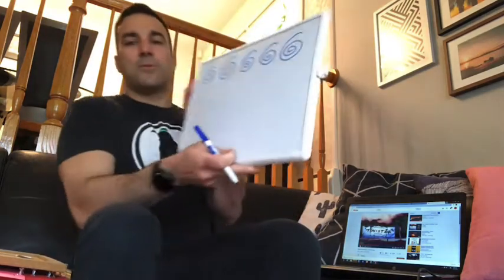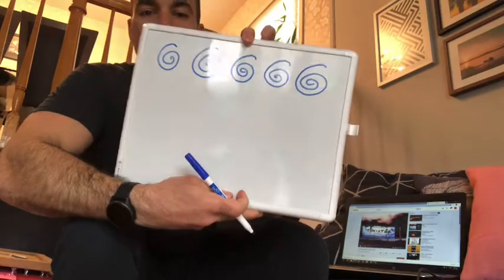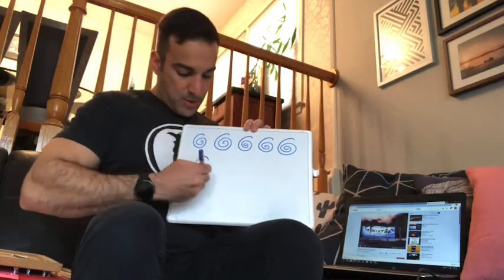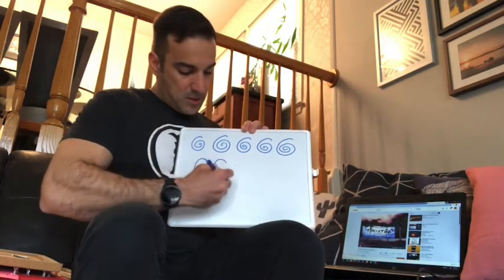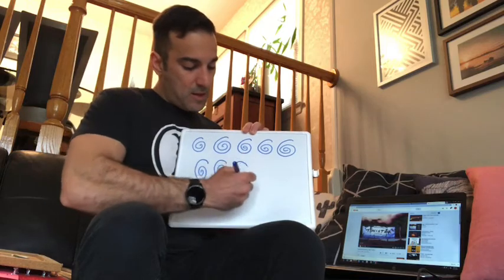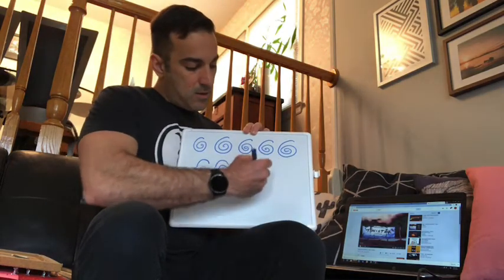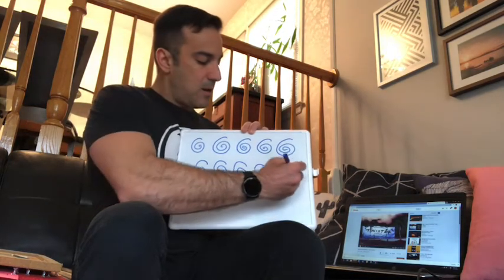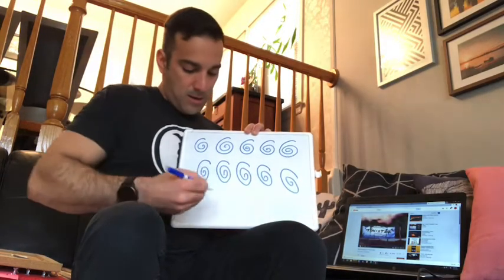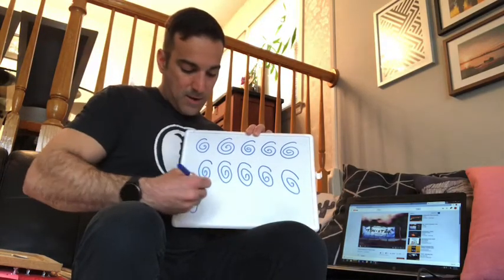In, in, in. Look at those really cool spirals. Tornadoes turn in a circle and spin around and around just like this. In, in, in. Listen for the music.